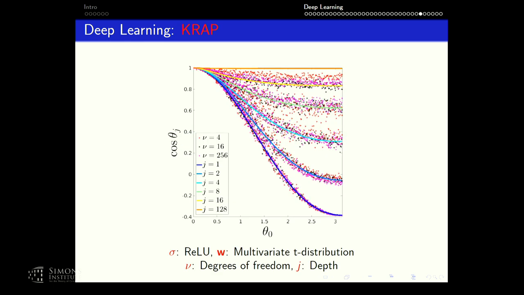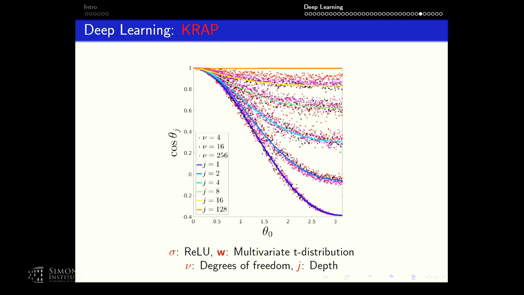And even though you could say, hey, you have to send n to infinity, have an infinite number of neurons, the central limit theorem kicks in pretty quickly, and for just a few hundred neurons, you can see that they actually follow the theoretical curve pretty nicely. So what this curve is saying is that the blue, and as we get darker towards the red, the number of layers are increasing, so 1, 2, 4, 8, 16, and 128. And this nu is the degree of freedom of the multivariate t-distribution. So it's one example that we have.